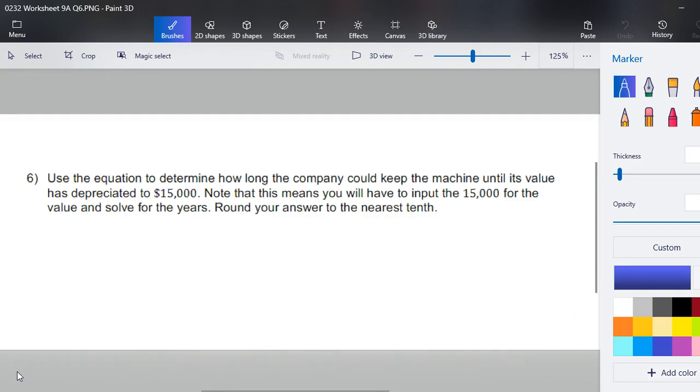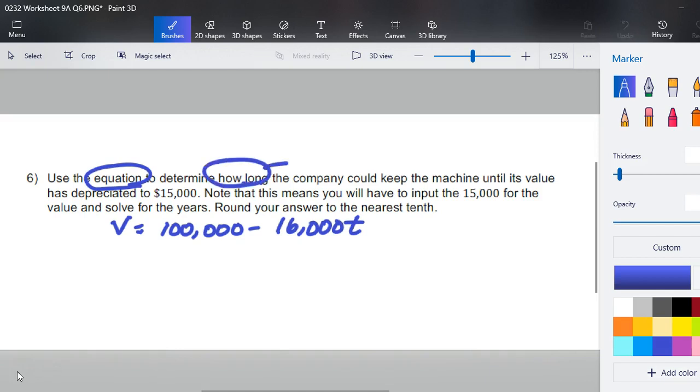One of the cool things I like about solving equations is the power and the flexibility, the manipulative ability of the different things you can do with equations. For example, let's go back to the equation one more time. The value is $100,000 minus $16,000 times the years. You can put Y or the time. It's going to ask us a different question, same equation. Determine how long. In other words, we're looking for T.